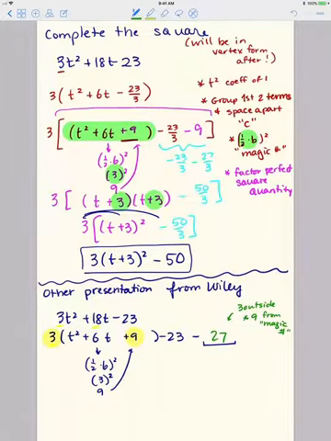So when you do that and clean it up, you do actually get 3 times t plus 3 squared, and subtract 50 whenever you get that quantity. So it eliminates the fraction aspect on this problem, and you end up with the same answer.